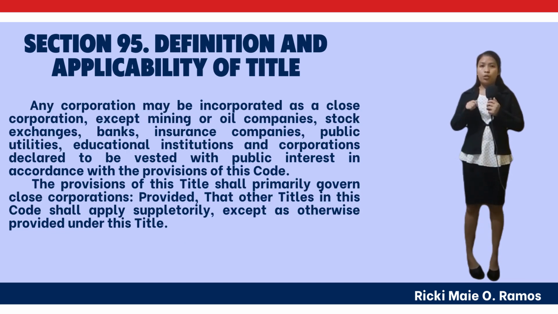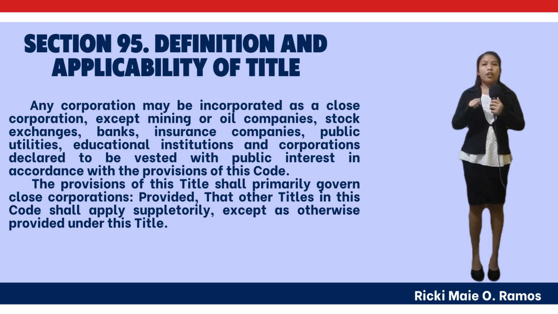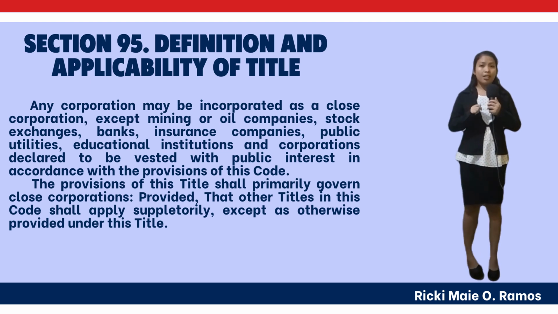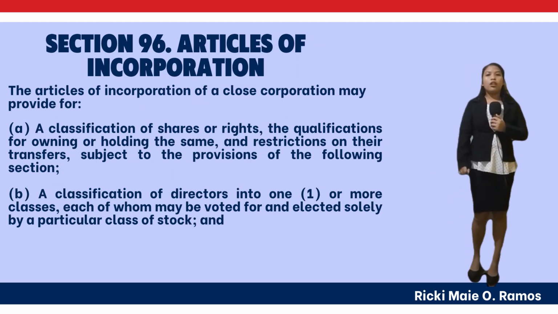Corporations which are vested with public interest are not allowed to be incorporated as a closed corporation. Examples of corporations which are vested with public interest are mining companies, oil companies, stock exchanges, banks, insurance companies, public utilities, and educational institutions. Section 96, Articles of Incorporation.